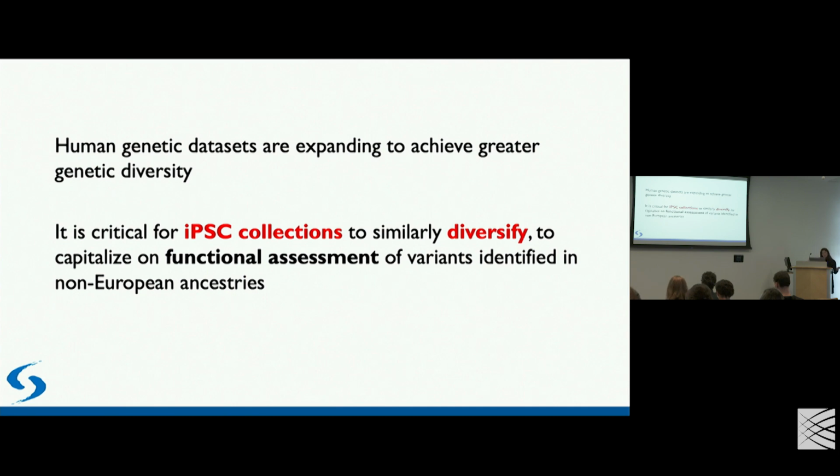As human genetic data sets are expanding to achieve greater genetic diversity through efforts like the Stanley Global Neuropsychiatric Genetics Initiative, as well as the All of Us research program funded by the NIH, it is critical for iPSC collections to also similarly diversify, to capitalize on the functional assessment of variants that are identified in non-European ancestries.